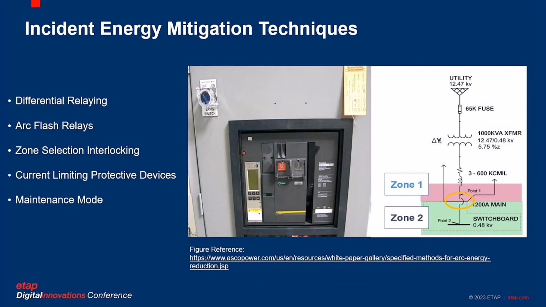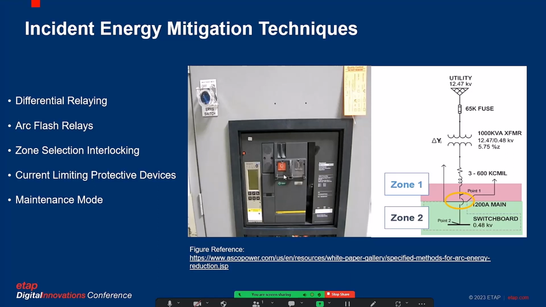On the left-hand side, what I have is a low voltage circuit breaker that has the ability to engage maintenance mode. Now, if you don't know what maintenance mode is, this is basically a switch that engages a temporary trip curve for this circuit breaker, which is significantly faster than its typical overcurrent characteristics. Now, when we gauge that trip curve, what we basically do is we introduce selectivity issues.